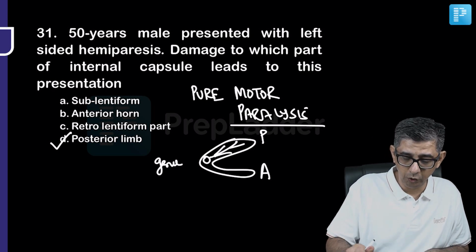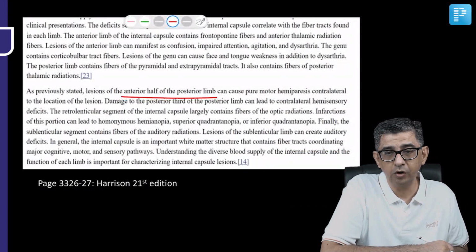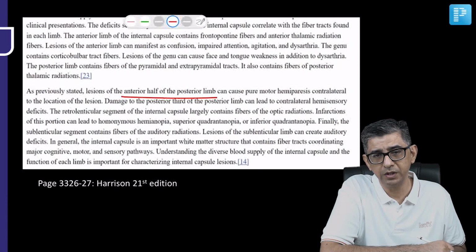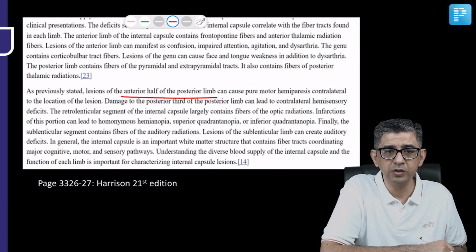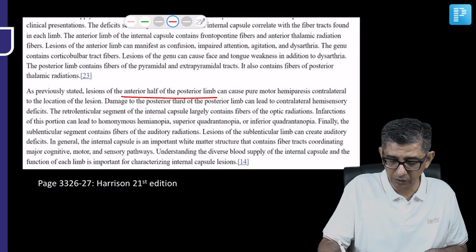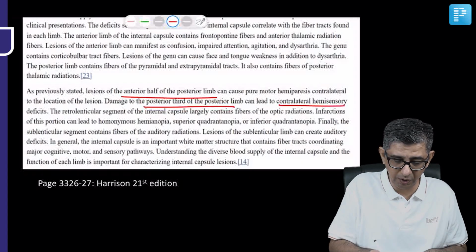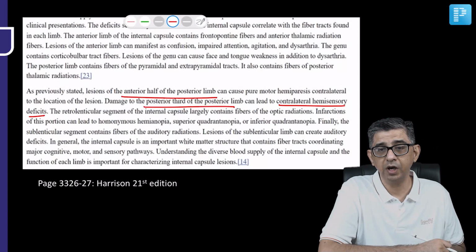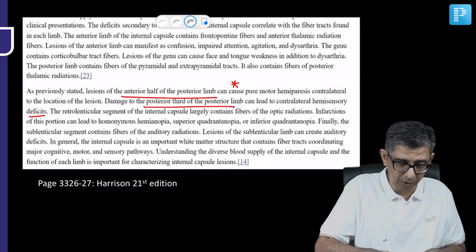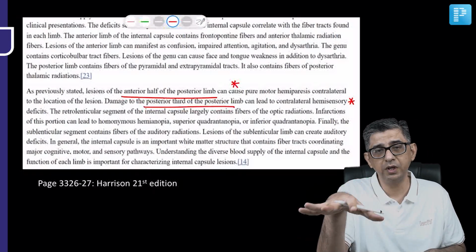The main information to be remembered is that if the anterior half of the posterior limb is involved, then it can contribute to pure motor paralysis. Obviously, it would be contralateral to the site of the lesion. If there is damage to the posterior third of the posterior limb, get the words right, then it can result in contralateral hemisensory deficits. So you could have a pure motor involvement, or a pure sensory involvement. I repeat once again, pure motor stroke or pure sensory stroke is always internal capsule.